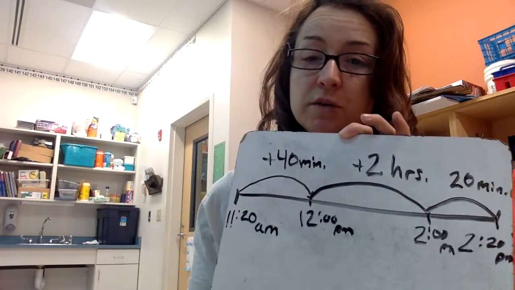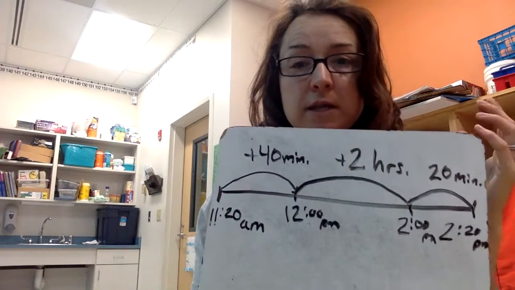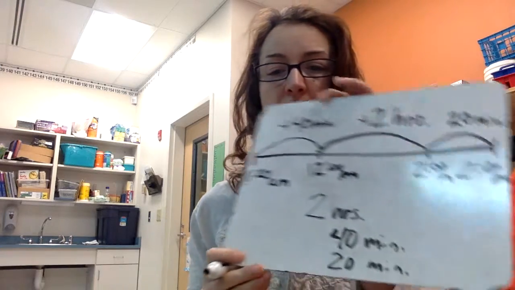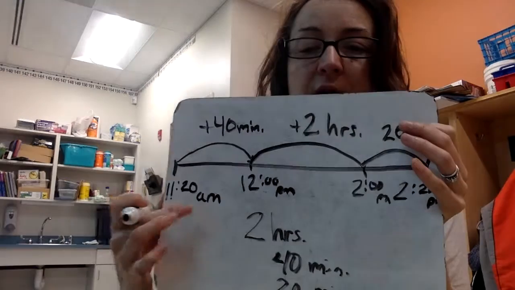So now what I'm going to do is take all of my intervals of time here, and I'm going to do some addition, okay? So I'm showing I've got 2 hours, I have 40 minutes, and I have 20 minutes. So I'm kind of showing it like this. The reason why I'm doing that is because I have 2 hours.